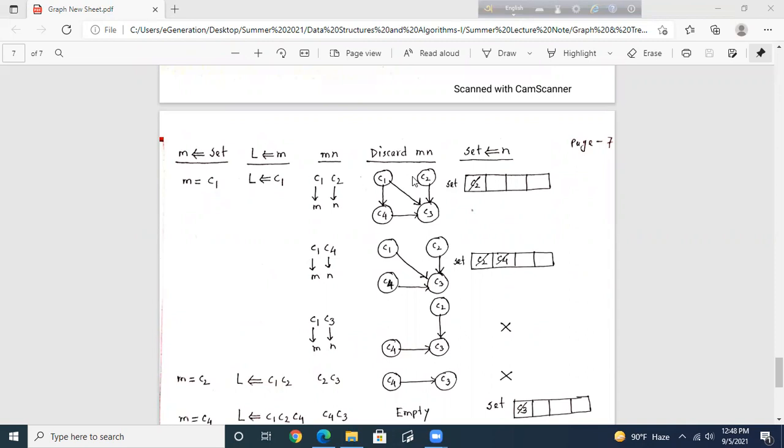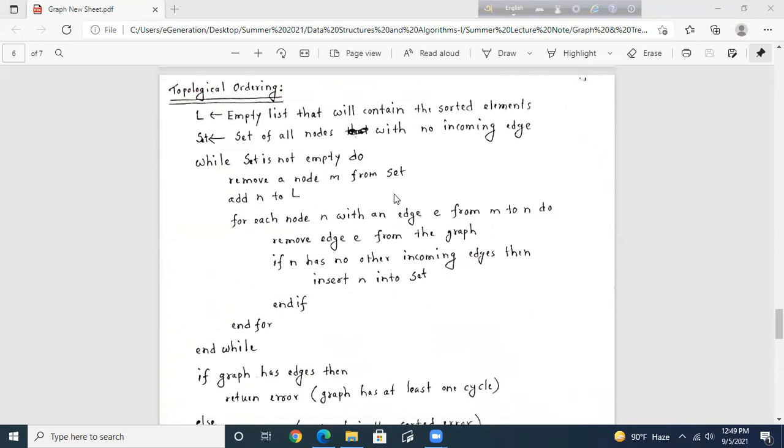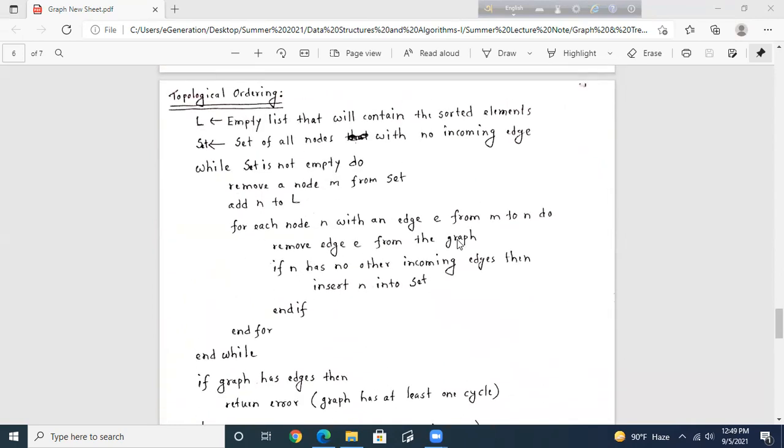But there is a condition, you have to be careful. The graph should not become a disconnected graph. So I have deleted C1, C2. Since I have deleted C1, C2, in this graph there is no C1, C2 edge. According to the algorithm, I have removed E from the graph.